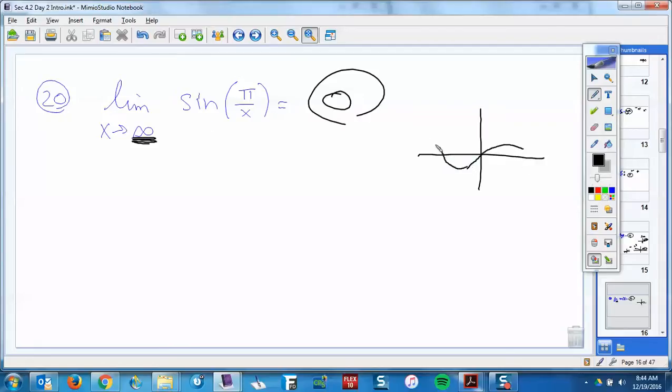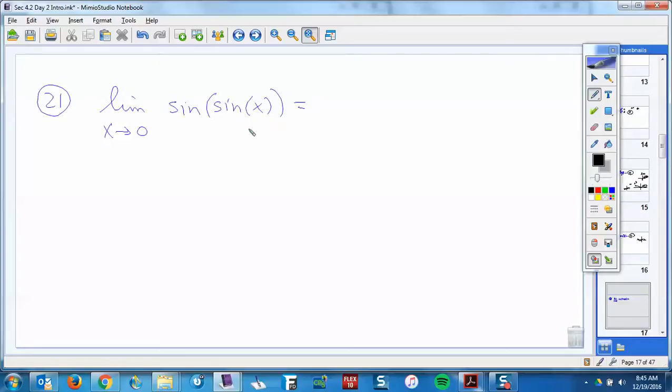And so you have sine of something getting close to 0. Well, here's the sine graph. As x gets close to 0, what are the curves doing? They're meeting right there at 0. So, 0. Okay? So that's just a little different variation off of that. And then this last one, again, we can just plug in a 0, sine of 0, 0.